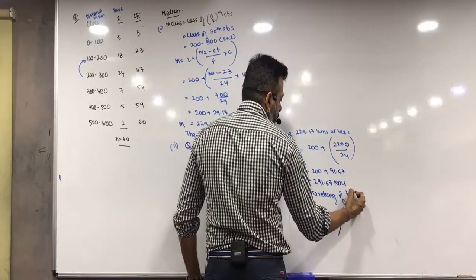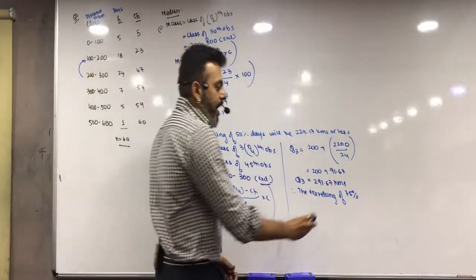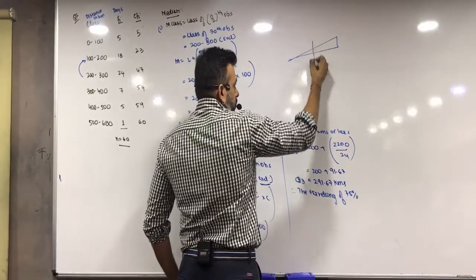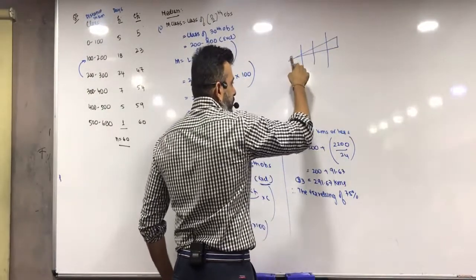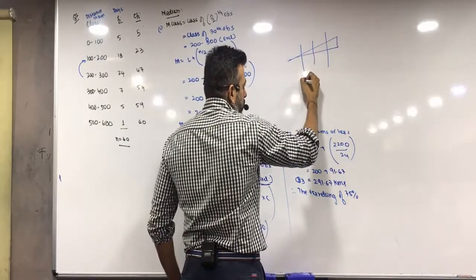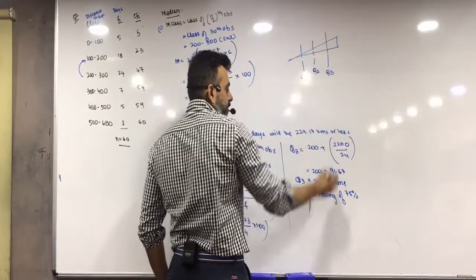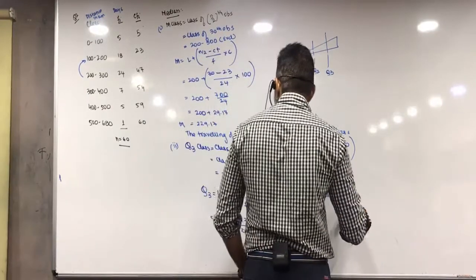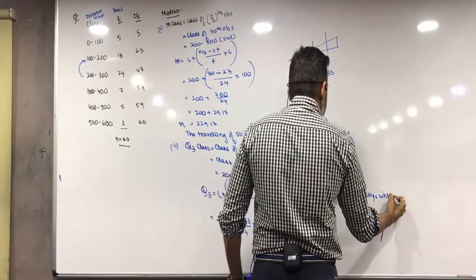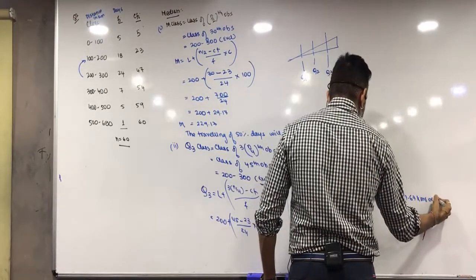We interpret, therefore, the traveling of Q3. Q3 means how much percent? 75%. See, this is 25%, 25%, 25%, 25%. So this is Q1, Q2 and Q3. So this complete area is 75%. The traveling of 75% of days will be 291.67 kilometers or less.